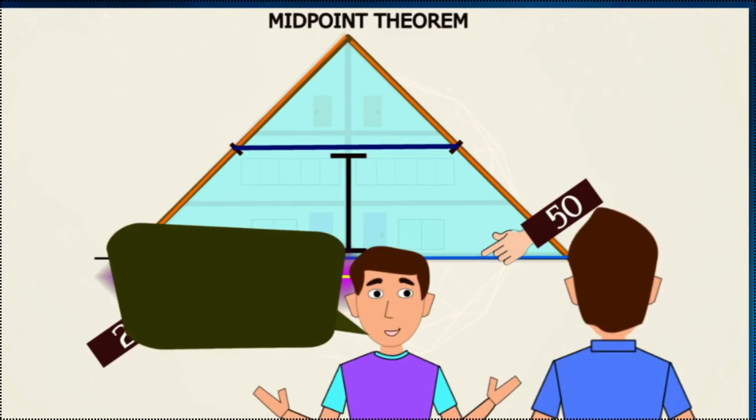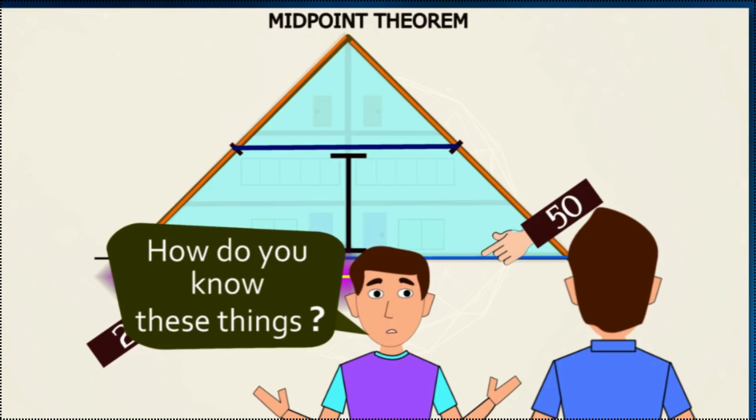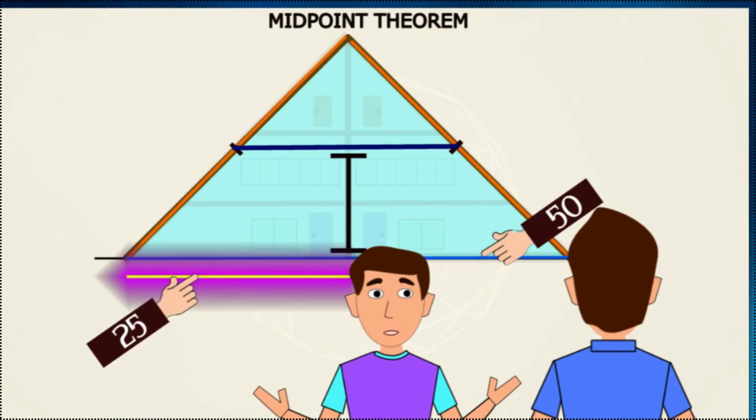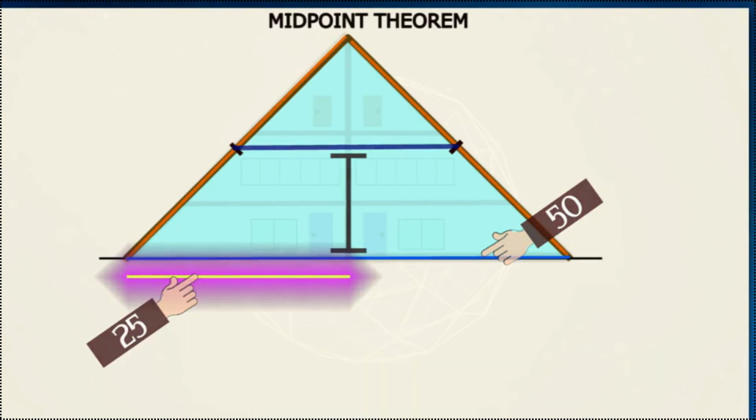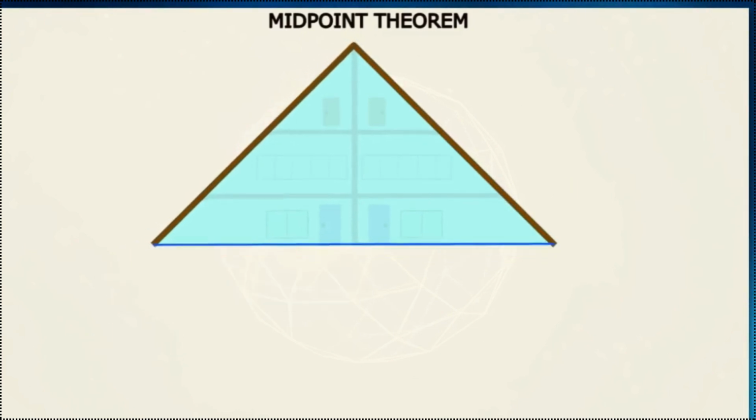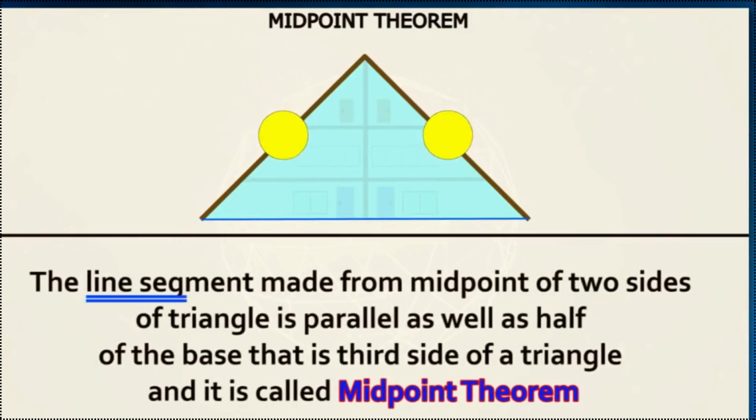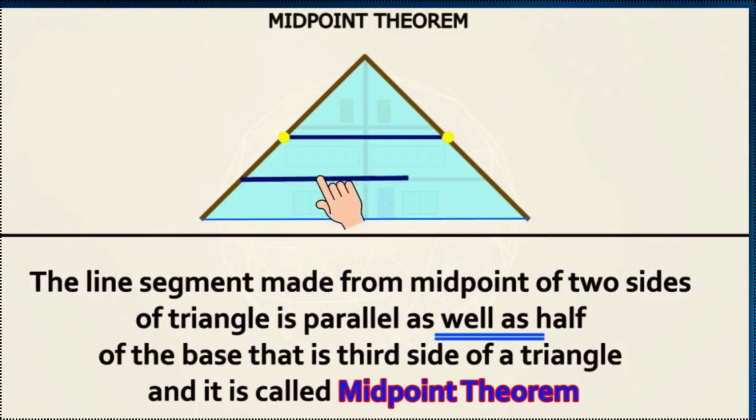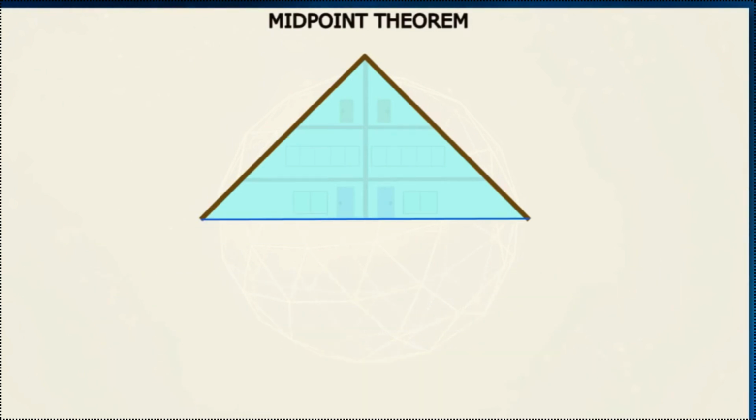Oh great! But John, how do you know these things? Well, I know all of this because of my love for geometry. And there is one particular theorem which says that the line segment made from the midpoint of two sides of a triangle is parallel as well as half of the base, that is the third side of the triangle. And it is called the midpoint theorem. So let's learn it in detail.